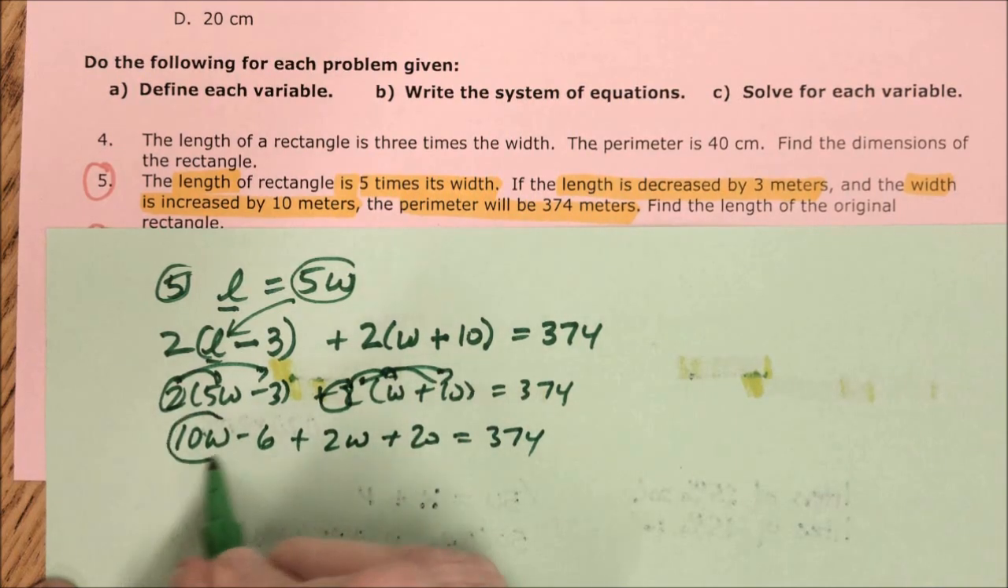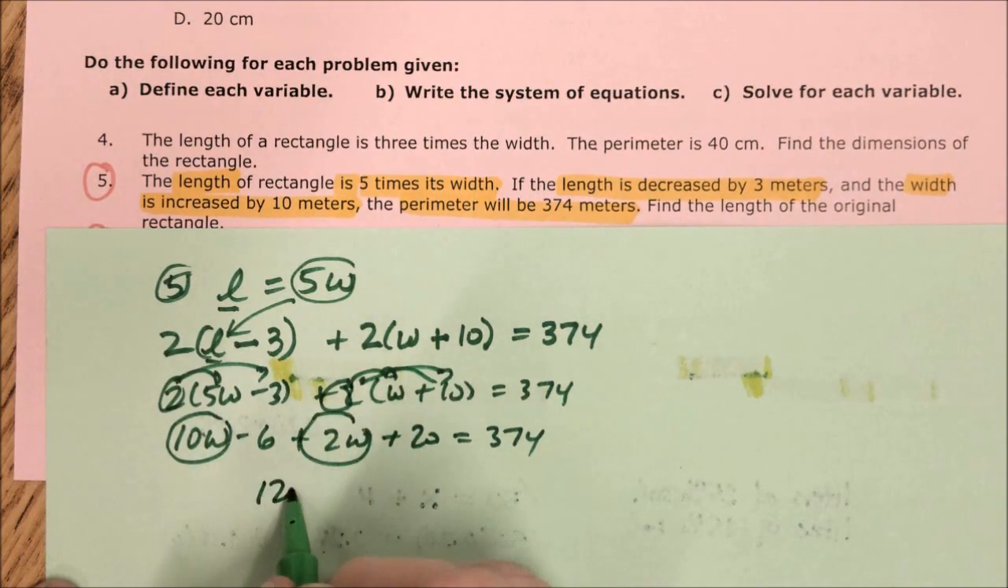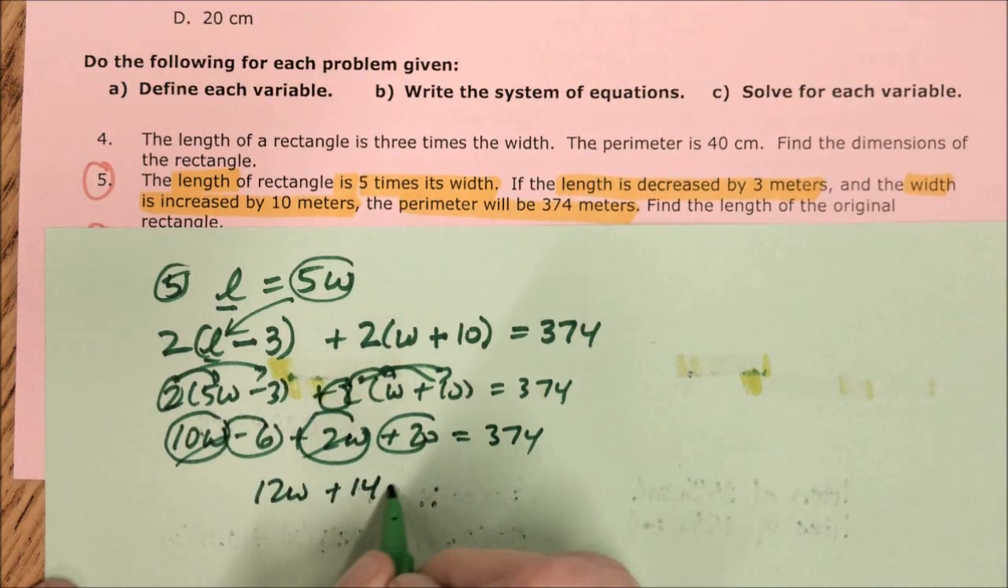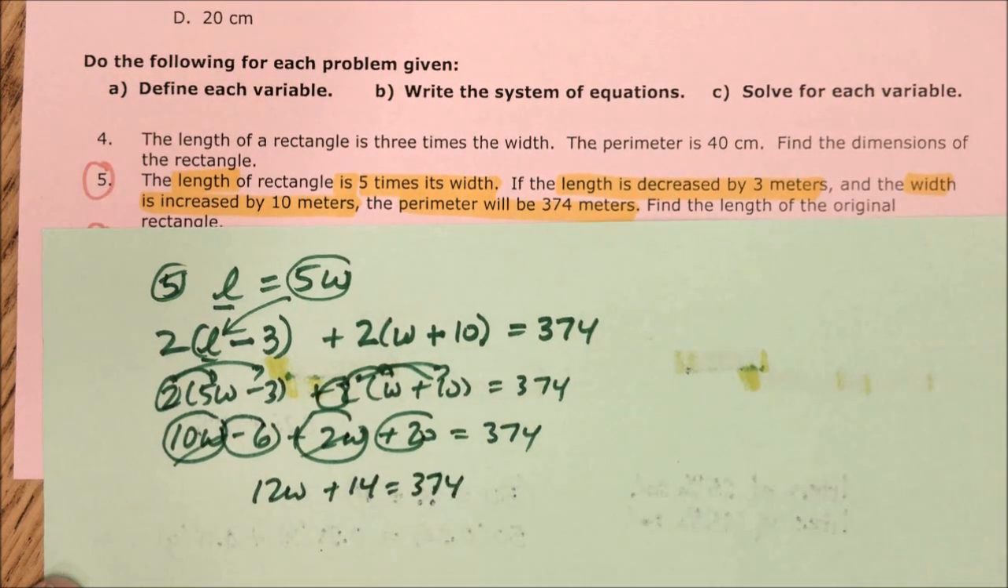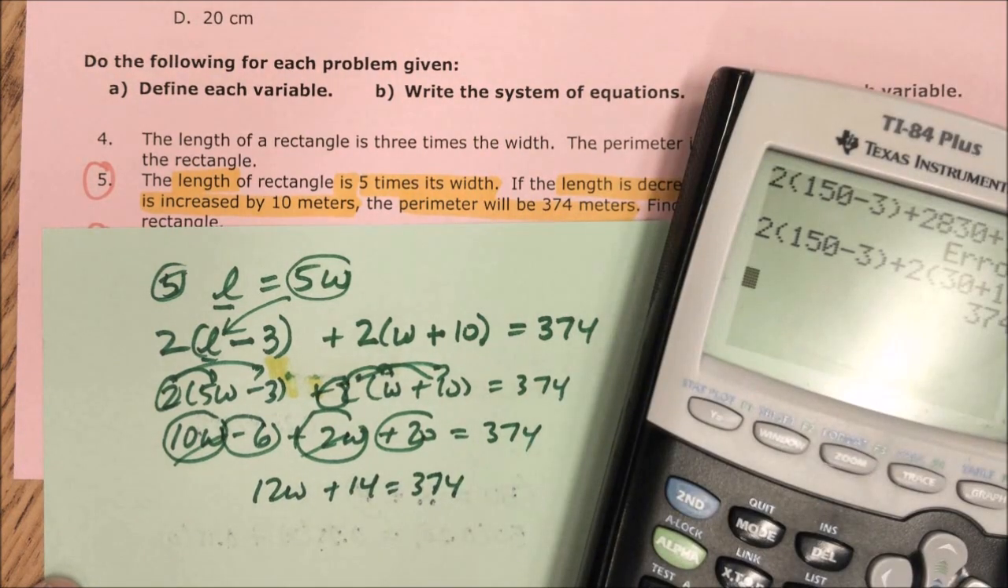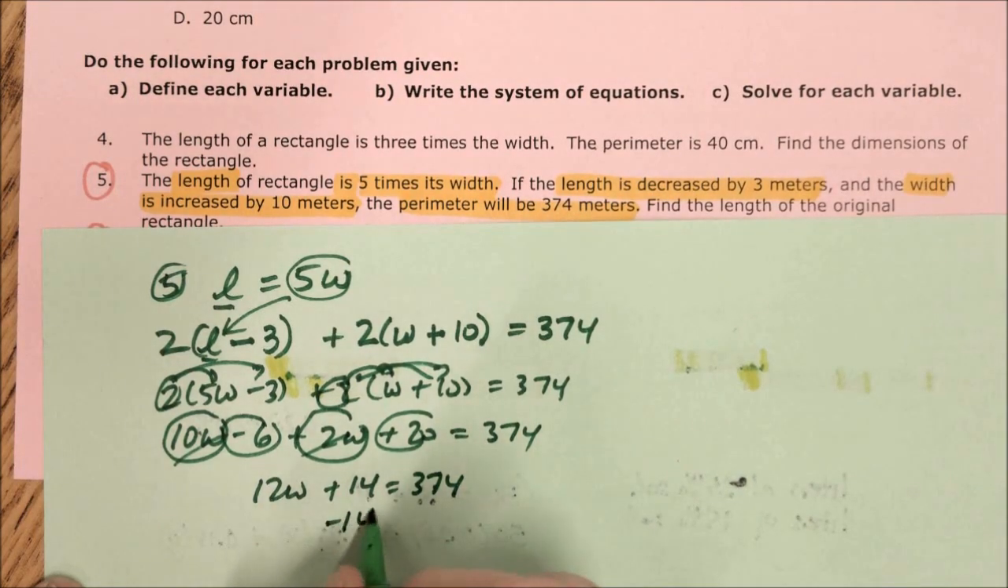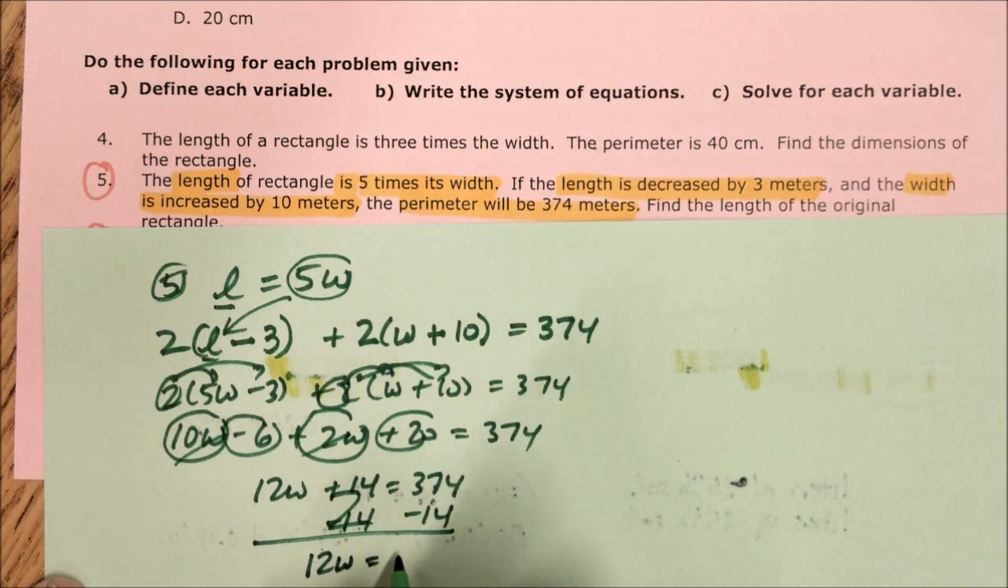Now when I combine my like terms, I have 12W. I combine these, I get plus 14, right? I mean, honestly, I'm doubting everything about myself. Negative 6 plus 20 is 14. Okay, great. When I subtract 14 from both sides, I get 12W equals 360.